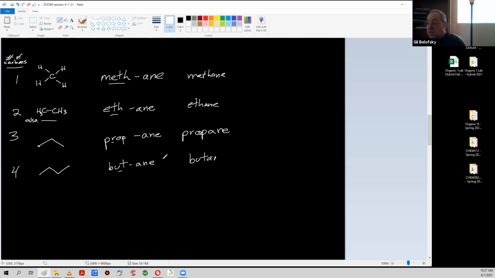Butane. And that's just the linear chain butane, sometimes called N or normal butane. Normal butane. So the N stands for normal. Somewhat helpful. Five carbons, pentane. Pent, right? It's 5. Pentane. So you would have to call this technically N-pentane if you're referring to the linear straight chain version.